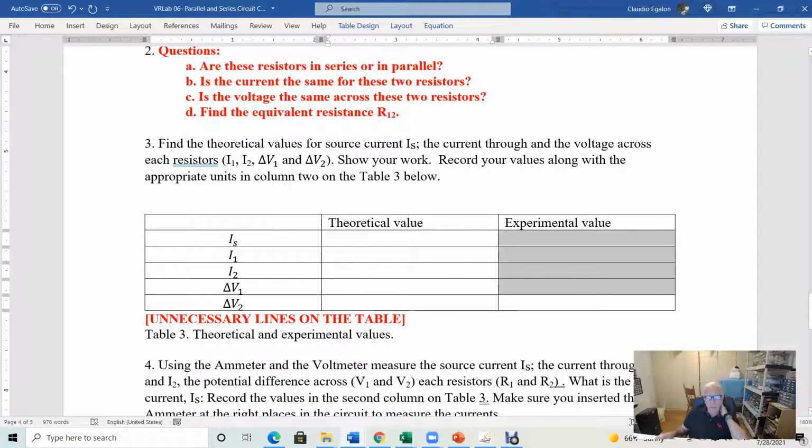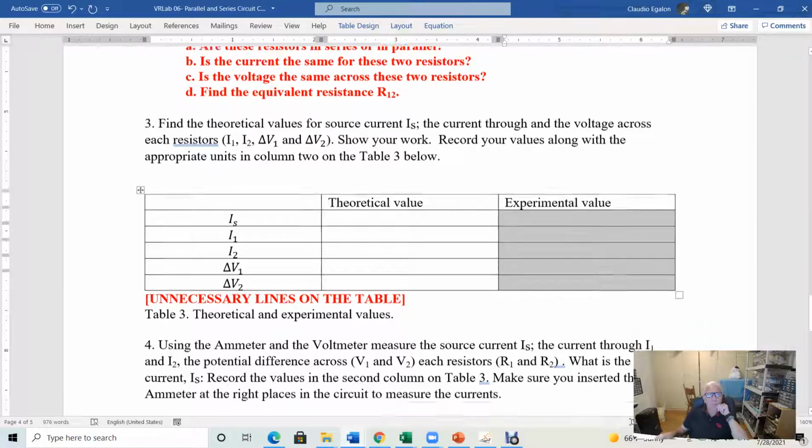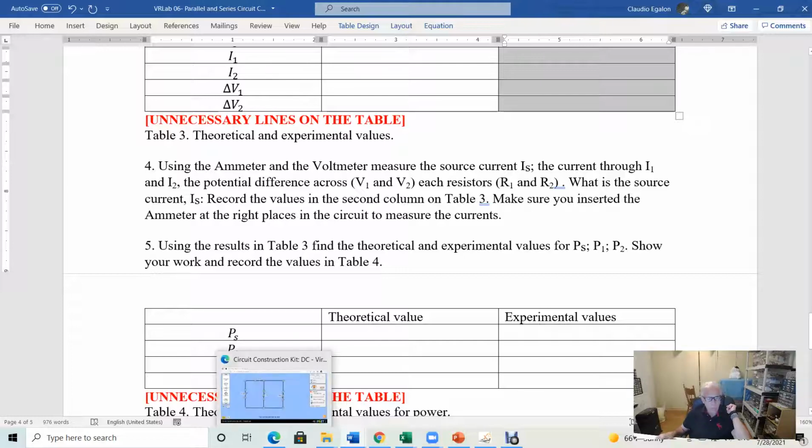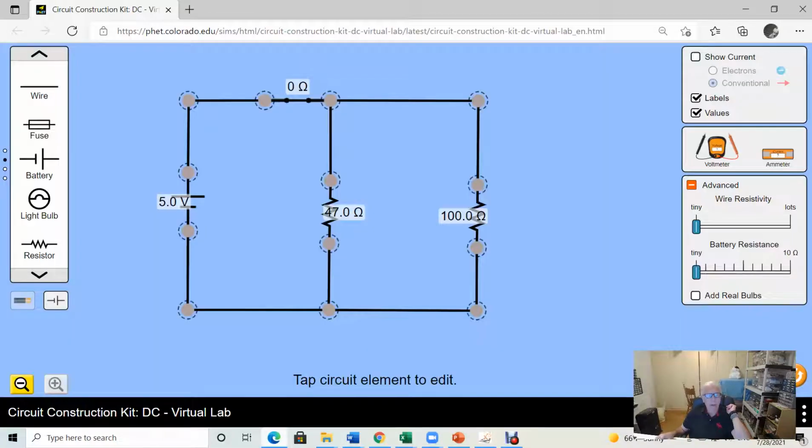Now we're going to perform the simulation to get the experimental values. Okay? Going there. Show the current. Here you go. Here's the current flowing. See? You can see the arrows moving.